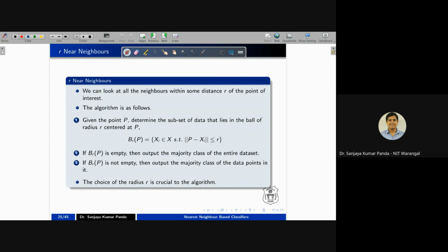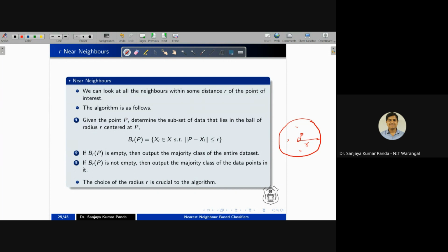Okay. So what we will do here, we look at all neighbors within some distance R. So if I am taking a test pattern P, let's say this is the radius. Okay. So I'll take a radius. Again, selecting R is also very challenging, like K. So I'll take a radius and I'll find how many samples, or how many data points, are coming within the radius R.